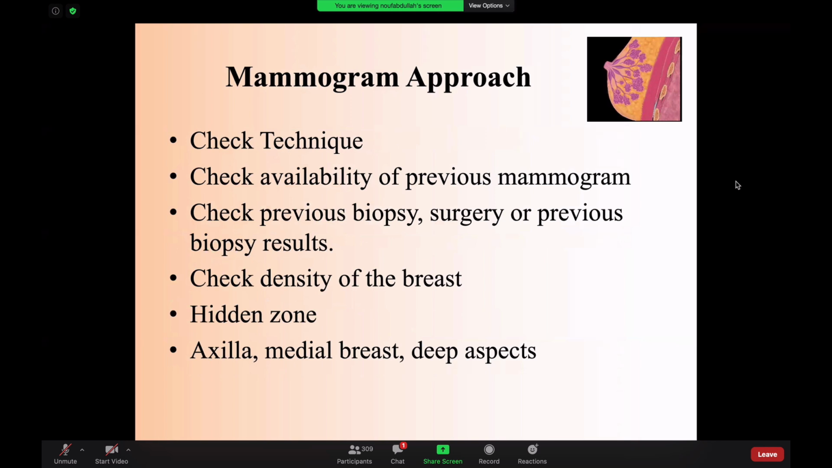So the first thing, whenever you are looking at a mammogram, and this is really your usual general life when you're looking at mammogram, not for exam purpose, the first thing that you have to check is you have to check the technique, be sure that the technique is adequate.